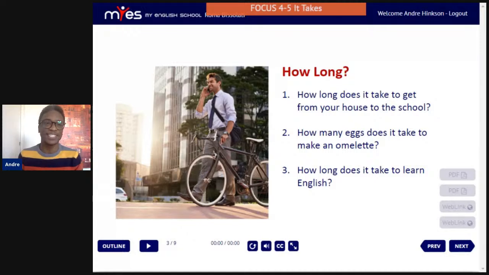And the third question, let's look at the third question. How long does it take to learn English? Now, what is the period of time it takes to learn English? So how long does it take to learn English?